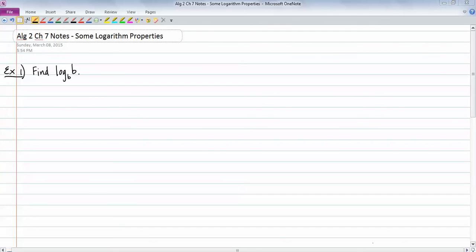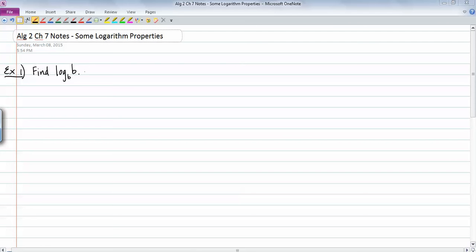Okay, so let's take a look at some log properties for Chapter 7. There's no handout for this, but the back of the Notes Part 3 handout is blank, so you could take notes on that if you wanted to. This leads into the next handout anyway.